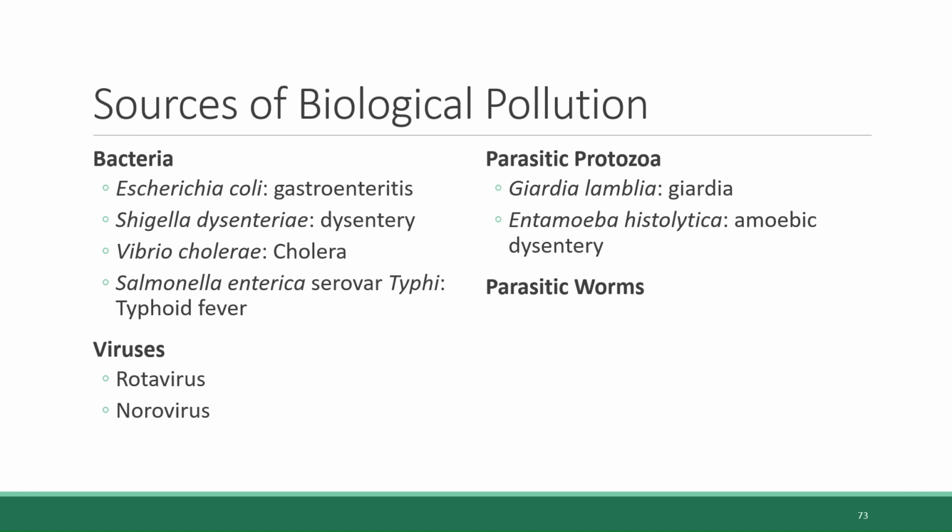And then there's an extensive list of parasitic worms that are transmitted through contaminated water. Some of the more major ones are schistosomiasis, which you can acquire just through skin contact with contaminated water, liver flukes, and guinea worm. Although there have been great strides made in preventing guinea worm infections in recent decades, and the number of infections has dropped off steeply.